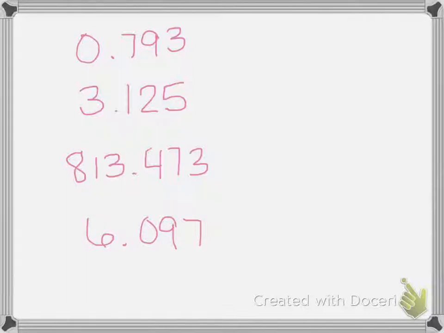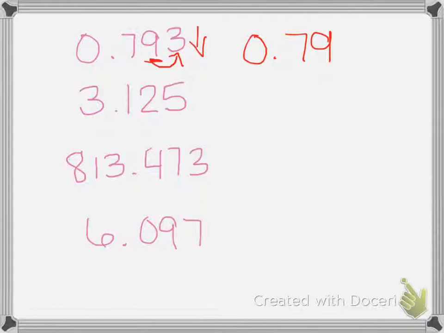Number 4 says round each decimal to the nearest hundredth. So we have 793 thousandths. We need to look at the 9 since it's in our hundredths place. We look to the right, it's a 3, so we round down. So our answer is 0 and 79 hundredths.